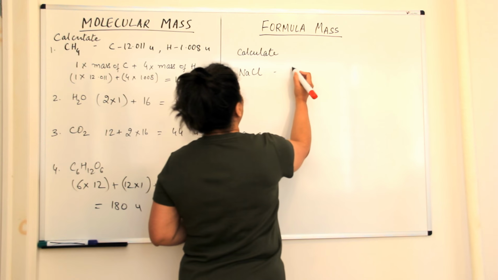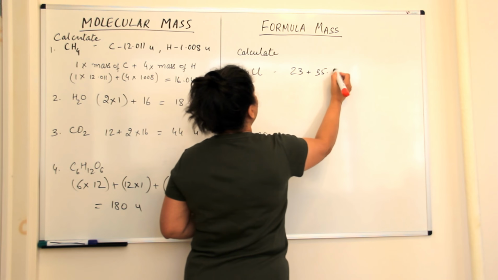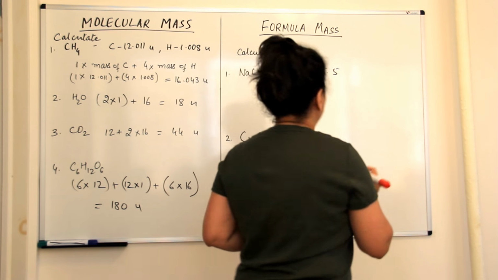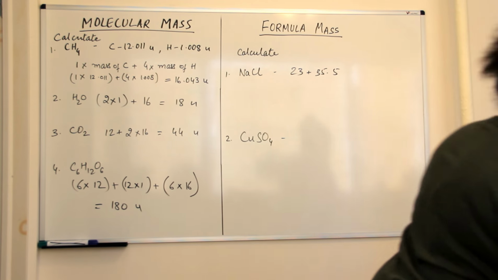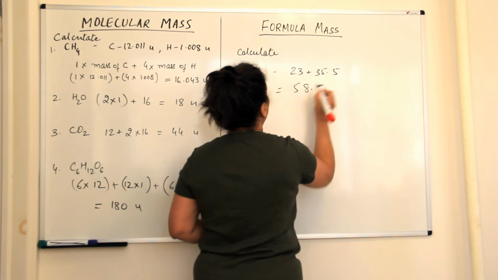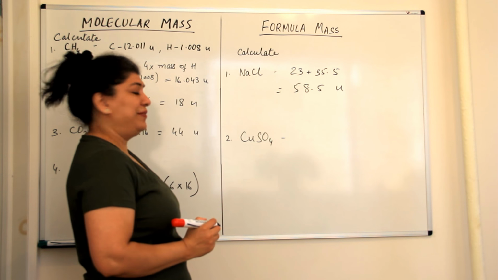So sodium has a mass of 23 and chlorine has a mass of 35.5. So what would be the sum of these two? The sum of these two would be 58.5. So the mass of sodium chloride is 58.5 u.